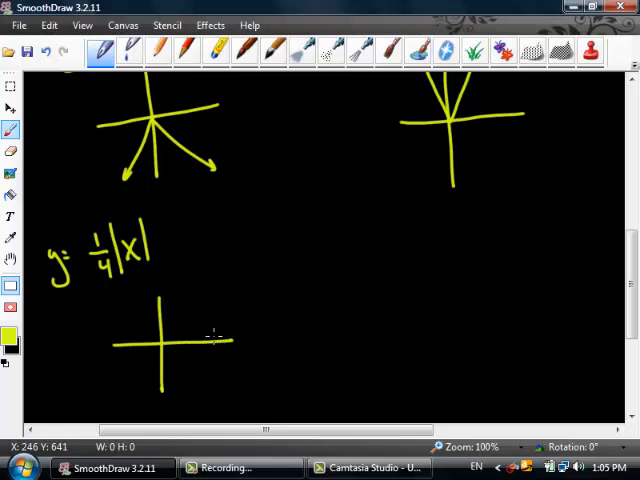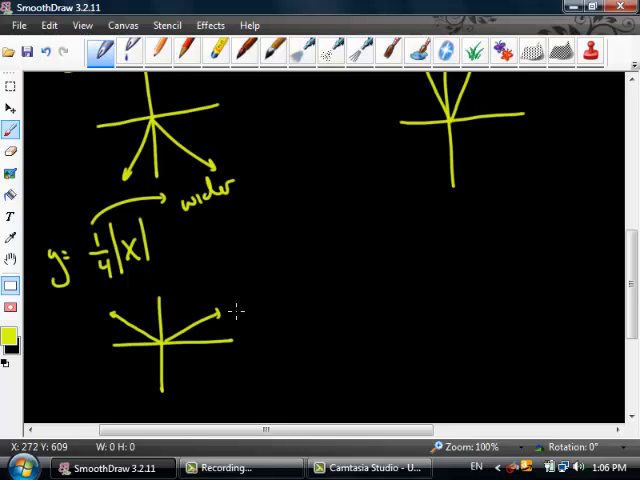Justin. Gets wider. This one's going to grow, whoa, that looks kind of like the parent function. It's going to grow a little bit wider, okay? Because it's a fraction that is less than 1. Raise your hands if you need an explanation of that.